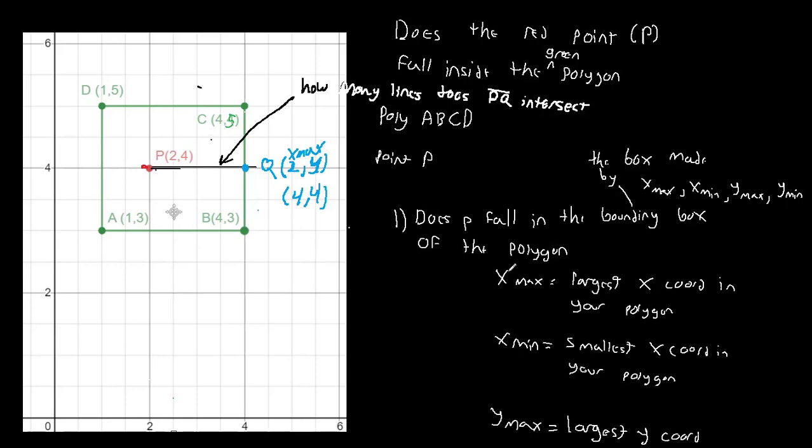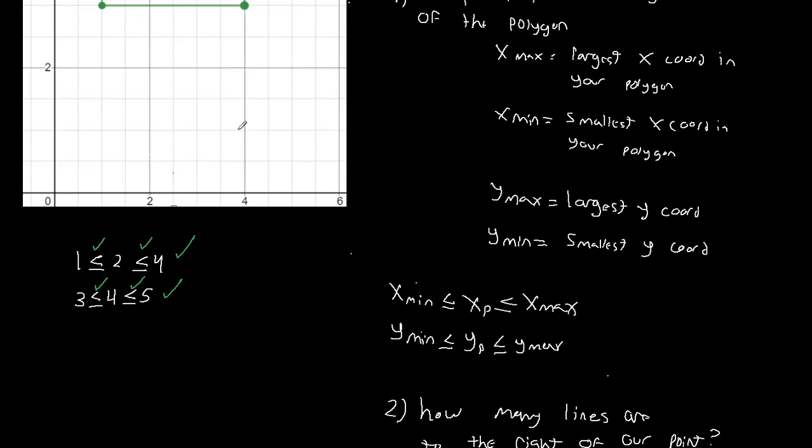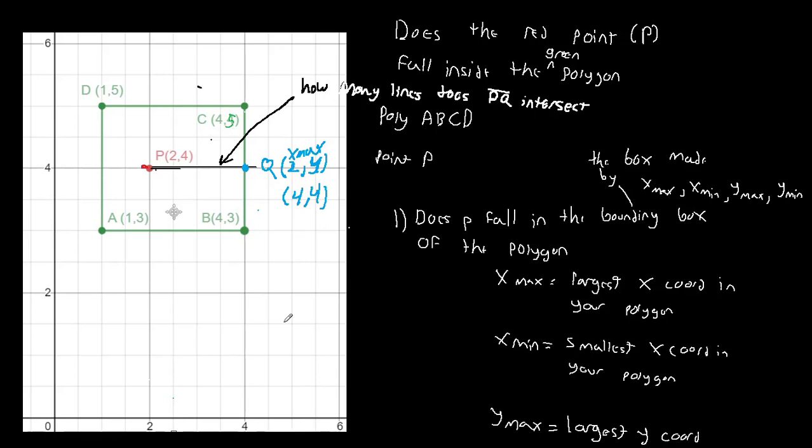We did that by checking whether or not the x coordinate and the y coordinate of our point fell within the range of x min, x max, and y min, y max. We found out that it does indeed fall inside of that bounding box, which means that we have to proceed and figure out whether or not it's inside. Because if either one of these failed, we could have just stopped right there and known that it was not inside of the polygon. But unfortunately, they both passed, so now we have to figure out what to do next.